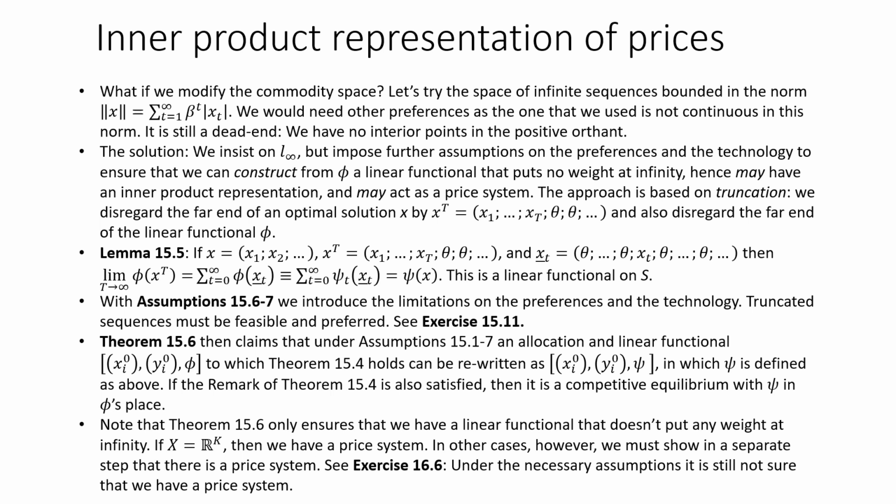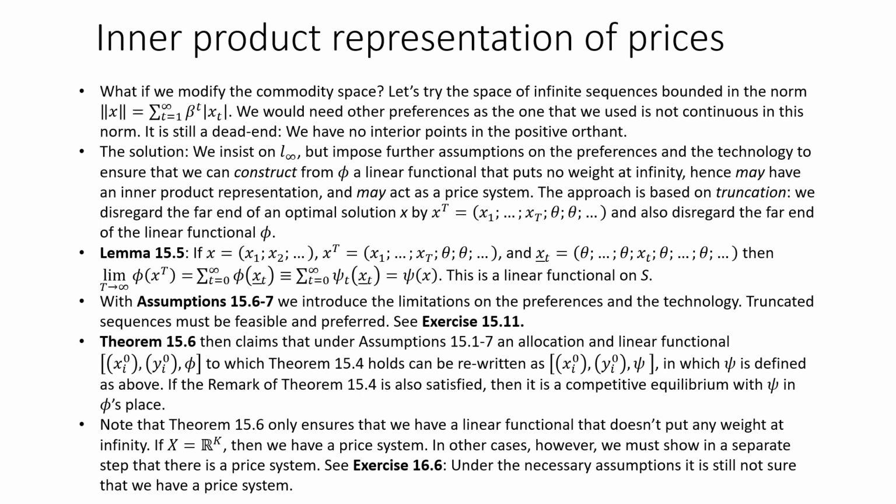The additional assumptions are assumptions 15.6 and 15.7. With these assumptions, we introduce additional limitations on the preferences and the technology. Specifically, we ensure that the truncated sequences are still feasible and preferred. In exercise 15.11, we will see how to check if these additional assumptions hold. And on this basis, theorem 15.6 ensures that there can be constructed a linear functional that doesn't put any weight at infinity, but it's still not a guarantee.